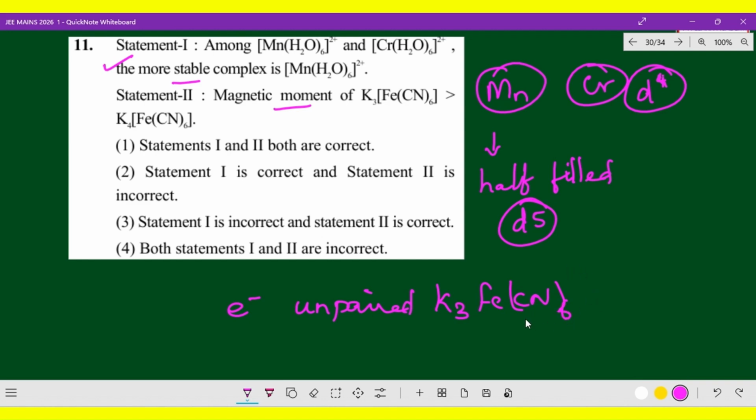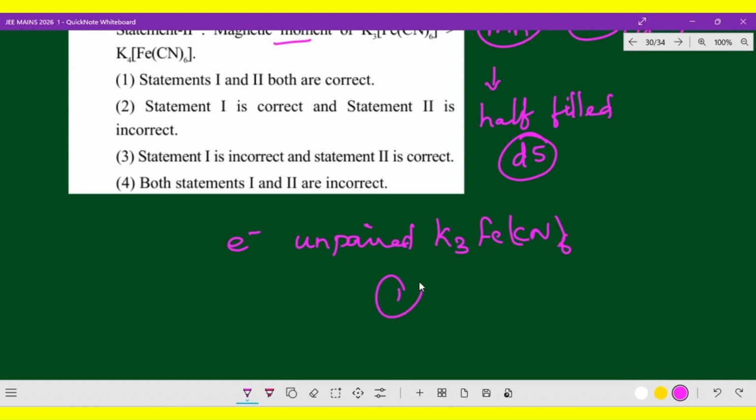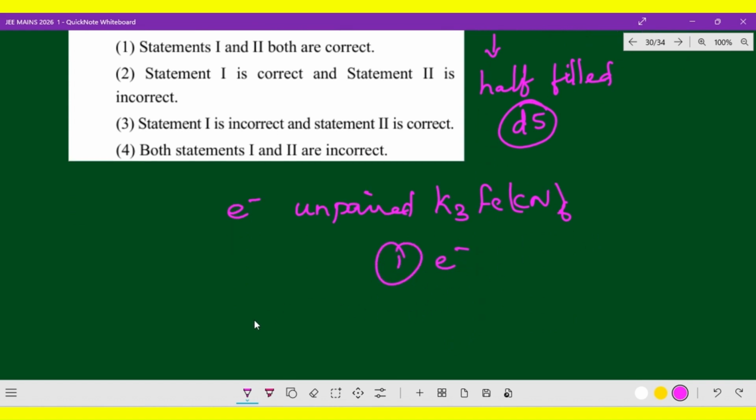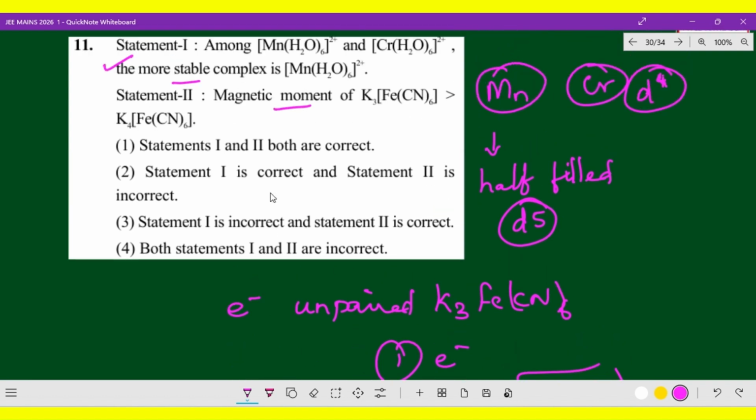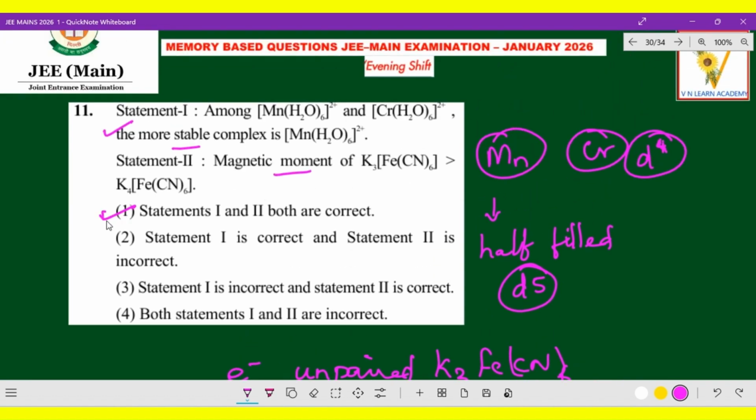K3[Fe(CN)6] has one unpaired electron available. One unpaired electron means, Bohr magneton formula, root of n into n plus 2. That means 1 into 1 plus 2, so you'll be getting root 3. So Bohr magneton is root 3. Hope you got the clear idea about this question. So which is the correct option? This is very simple. Option 1 is the correct option. Come on, let us go to the next question.